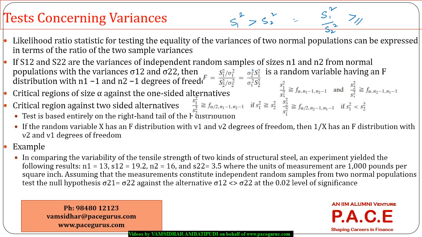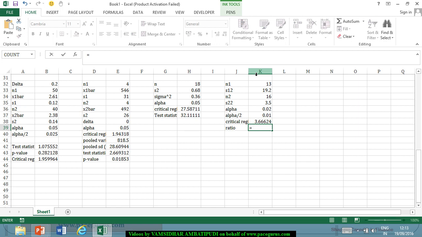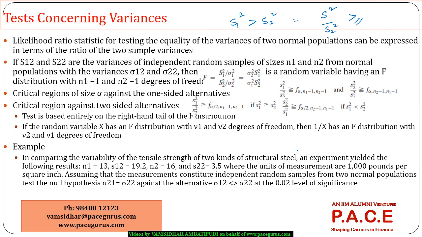Now let me find out the ratio S1 squared by S2 squared. S1 squared divided by S2 squared is coming out to 5.48, which is greater than 3.666. So the null hypothesis is rejected. So we could very clearly say that sigma 1 squared is much higher compared to sigma 2 squared. So the variability of the tensile strength of the two kinds of steels that I am looking at is not consistent. There is a significant difference existing between the two groups. So that's how different kinds of numericals can be taken to understand different hypothesis tests associated with comparing the variance to a particular constant, or even the comparison between the variances of two different groups.